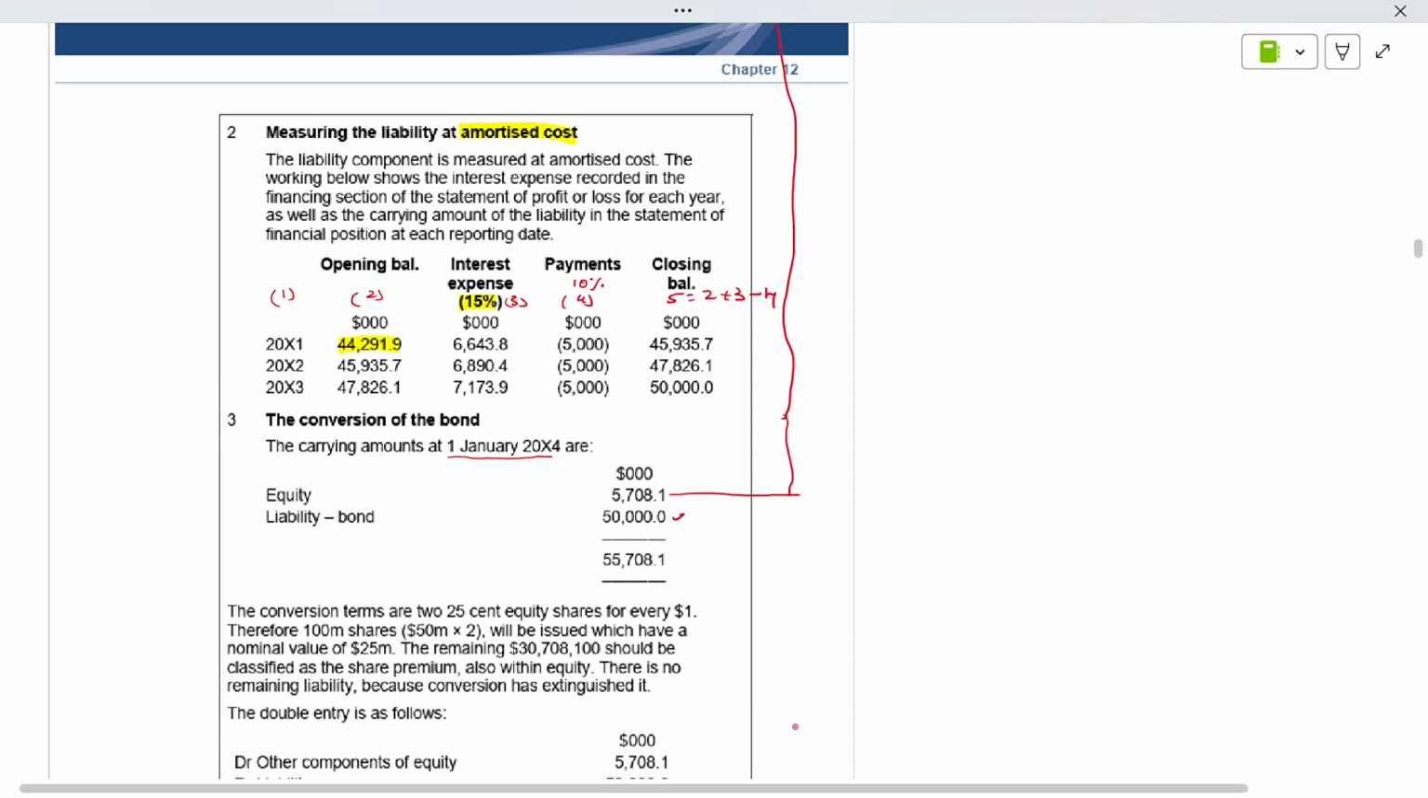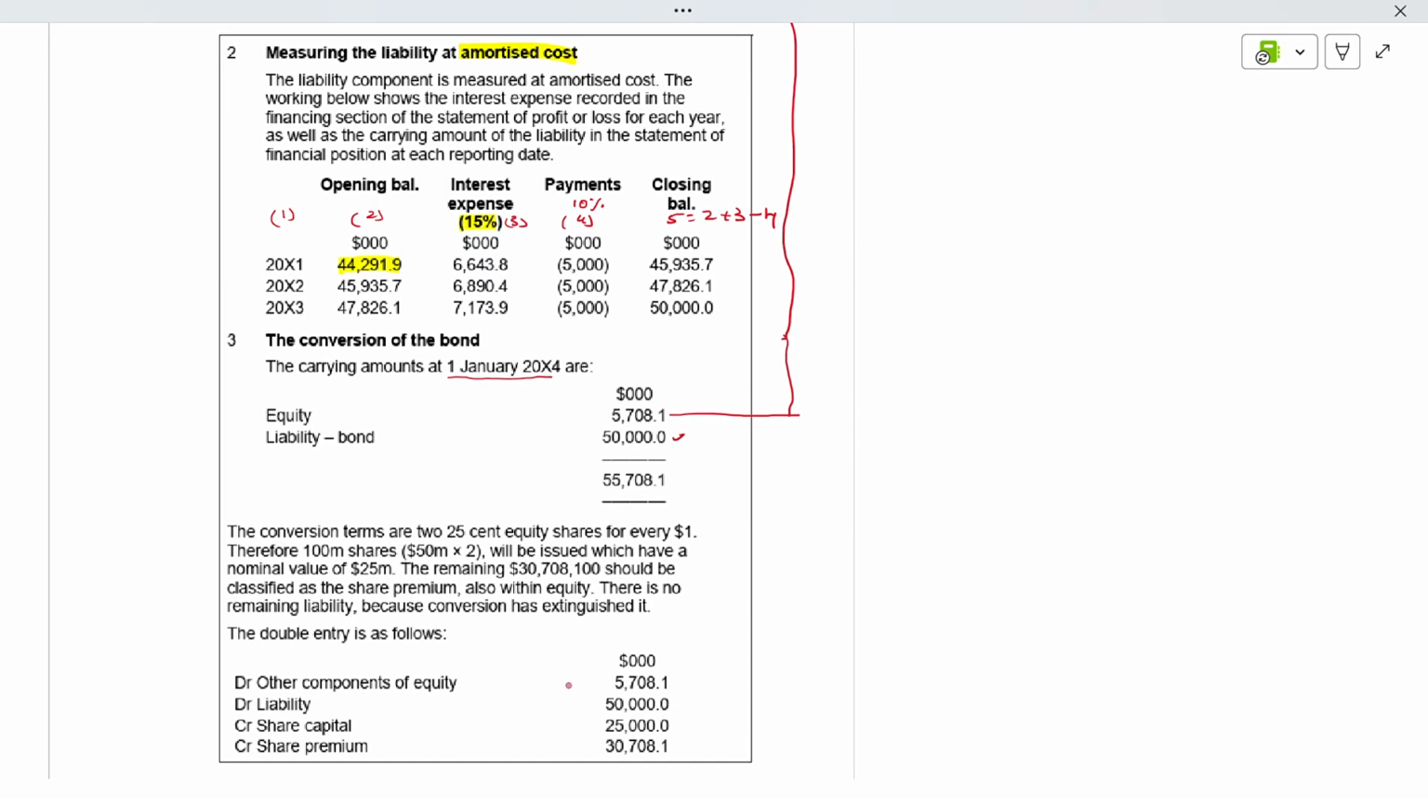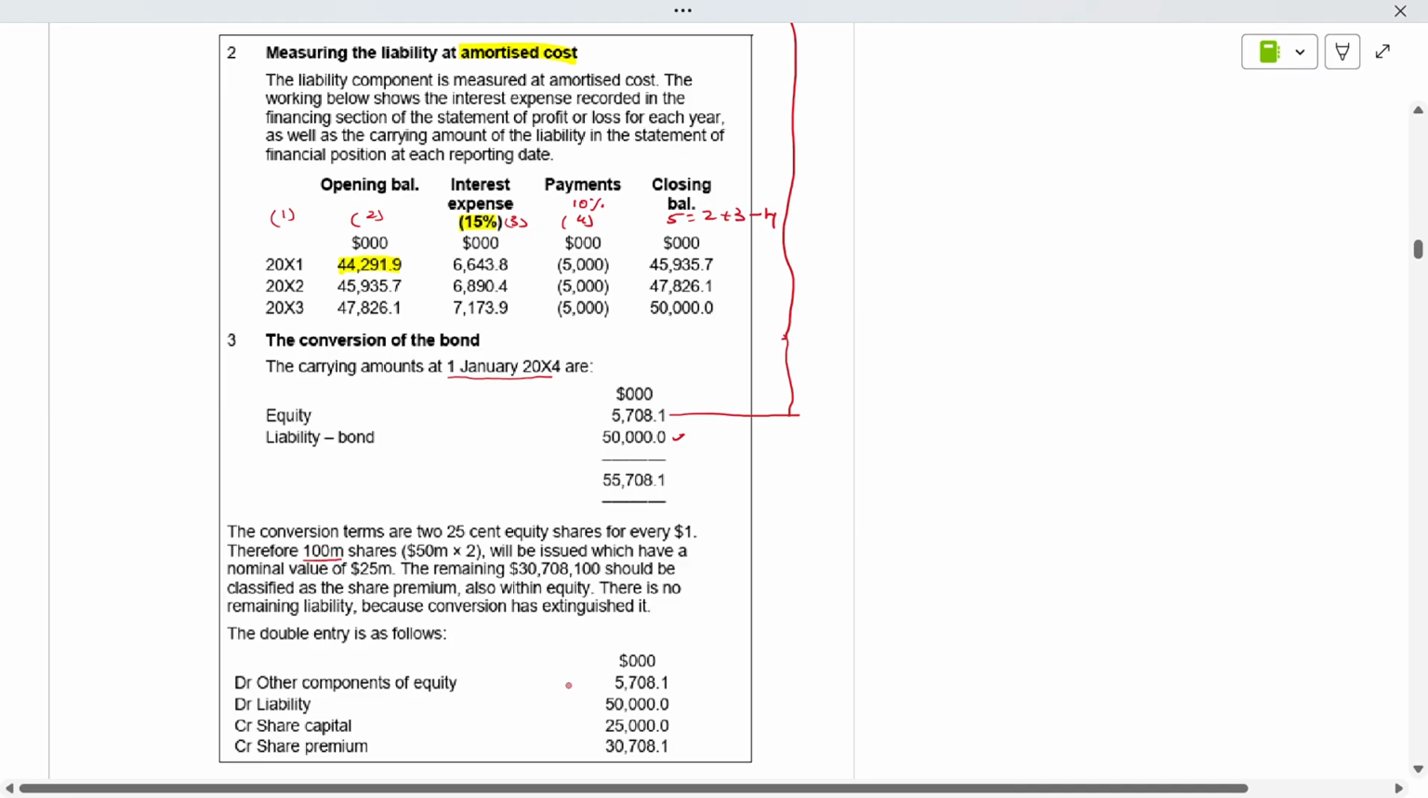Now, when you have the total of this, what are they saying? They are saying that we are going to convert it into 25 cents shares, 2 shares for one bond. Okay, how many shares? 2 shares. How much is the value? 50 million, multiplied by 2. How many million shares? 100 million shares.